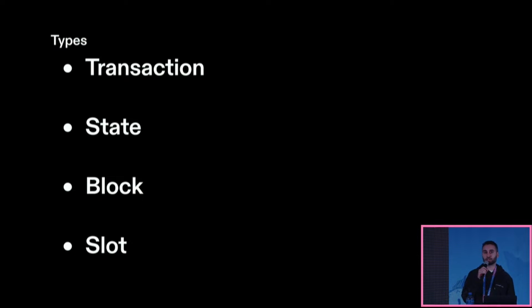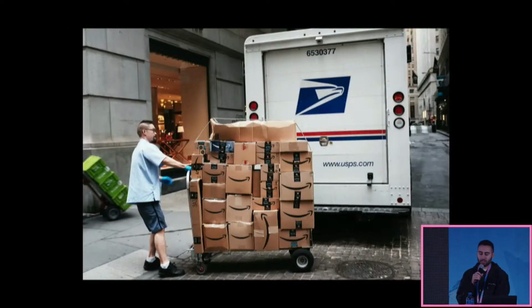But right now we're focusing on transaction pre-confirmations, meaning you have a transaction that you want to get on chain, and you receive a credible heads up from an entity or a group of entities about this. I gave the Amazon and USPS example a little while ago, and it really holds under this condition.